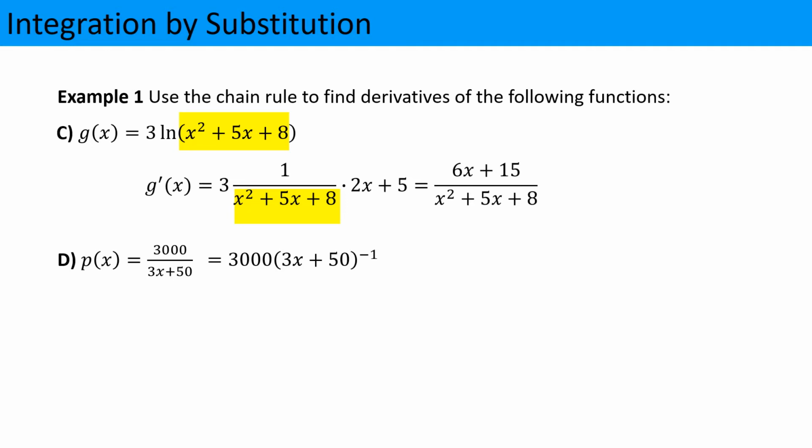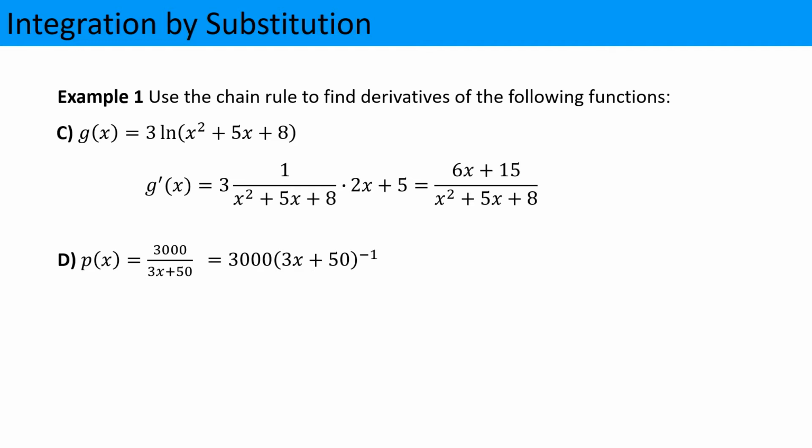The derivative of x squared plus 5x plus 8 is, well, the derivative of x squared is 2x, plus the derivative of 5x is 5. The derivative of 8, which is a constant, is just 0. Now let's multiply the 3 through the expression 2x plus 5. That is, we're going to distribute it. So the numerator would be 3 times 2x, which would be 6x, plus 3 times 5, which is 15. So g prime of x is equal to 6x plus 15, all divided by x squared plus 5x plus 8.